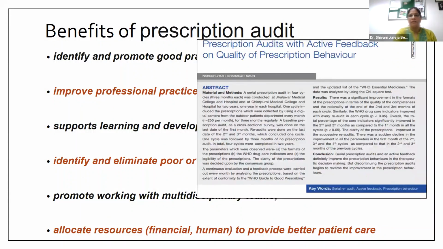This is one study I would like to quote here, wherein prescription audits were done, and it concluded that serial prescription audits and active feedback definitely improve prescription behaviors and therapeutic decision making, and when it is discontinued, it reverses the improvement in prescription behavior. That's what I was trying to reiterate: for better practices, we need a continuous process of prescription audits, and active feedback plays an important role, because that is how we are able to plan the way ahead.